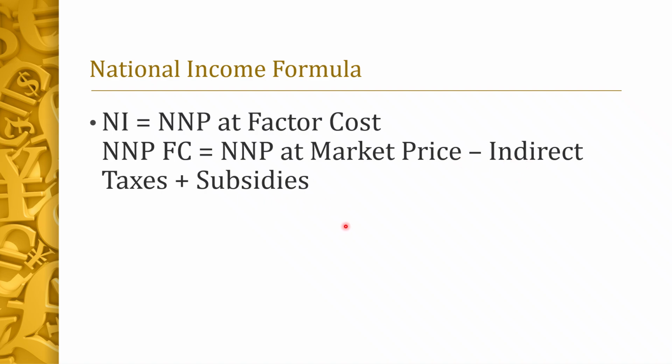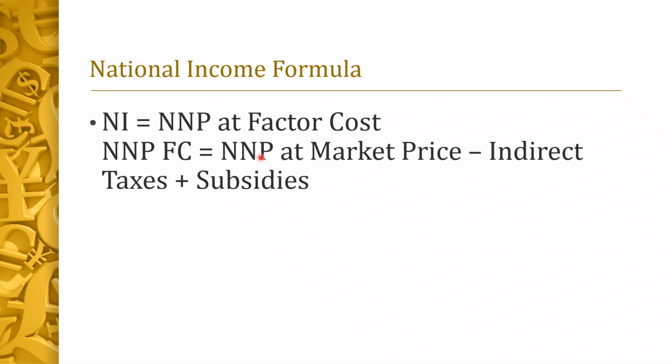To understand this, we follow a simple stepwise structure. So start with NNP at market price. NNP at market price is nothing but the total value of goods and services produced in a country by its residents minus depreciation. For example, the GNP is rupees 200 lakh crores and depreciation is rupees 20 lakh crores. So NNP comes out to be 180 lakh crores. So we now have NNP.